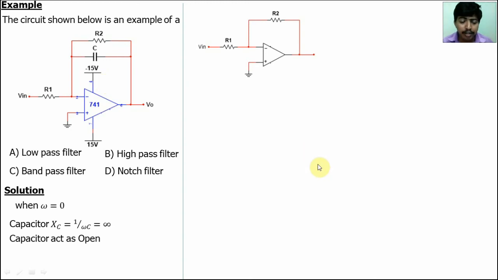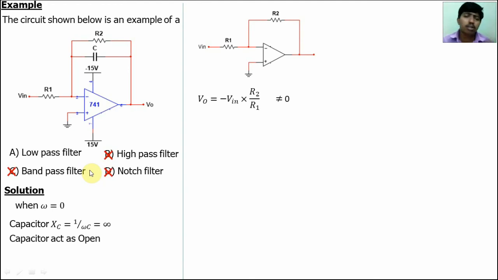Now find V0. This is the inverting amplifier circuit. Already I discussed how to find the V0 for op-amp circuits. That video link is given in the description of the video. Just use it. So the V0 for the circuit is minus Vin into R2 by R1, some amplitude. It's not equal to 0. It allows the low frequency signal. So it may be a low pass filter. Definitely it will not be a high pass filter, band pass filter or notch filter.